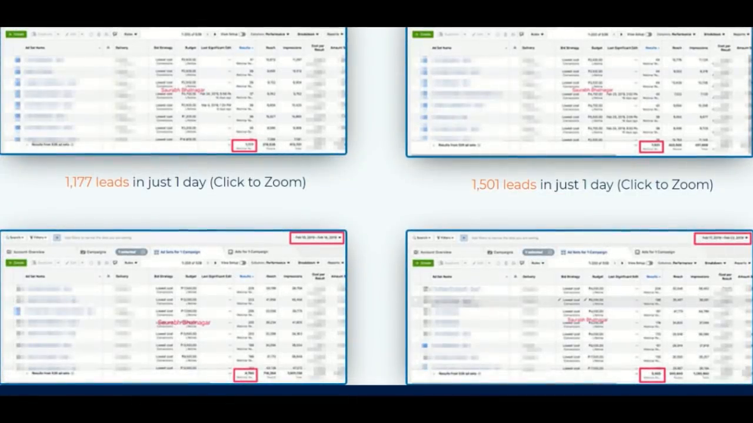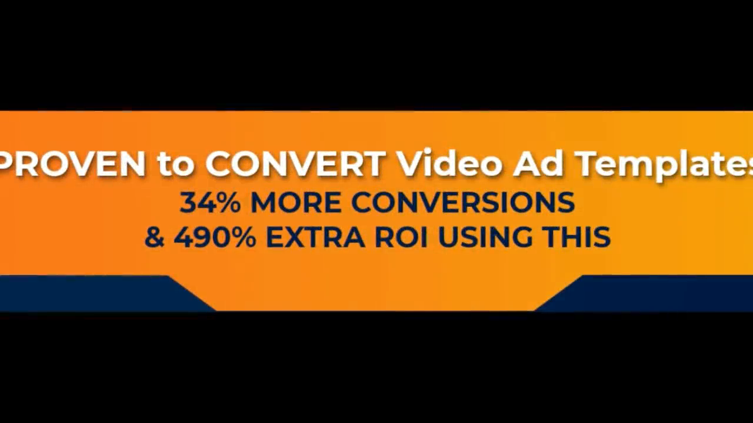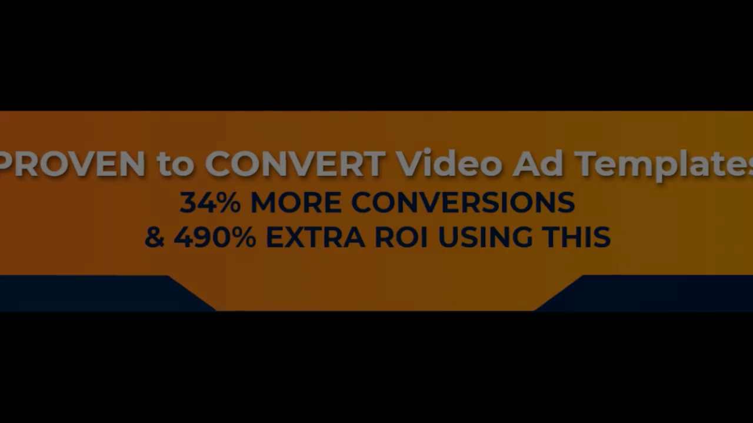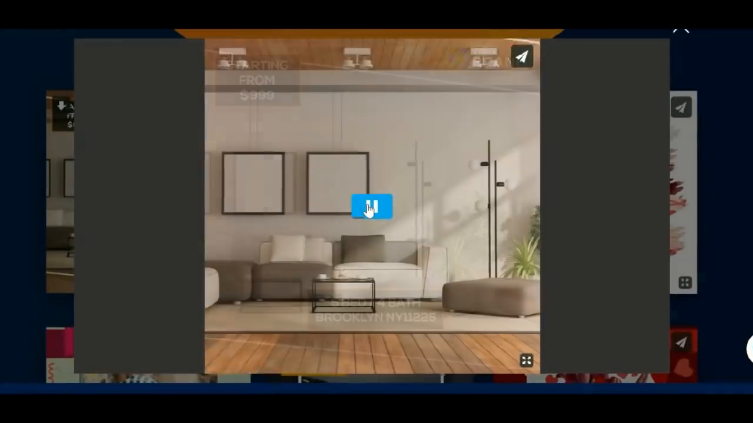1,177 leads in just one day. 1,501 leads in just one day. 4,760 leads in a week. 5,065 leads in a week. Proven to convert video ad templates, 34% more conversions and 490% extra ROI using the software. Here's just a short example of what AdsCrisp looks like.